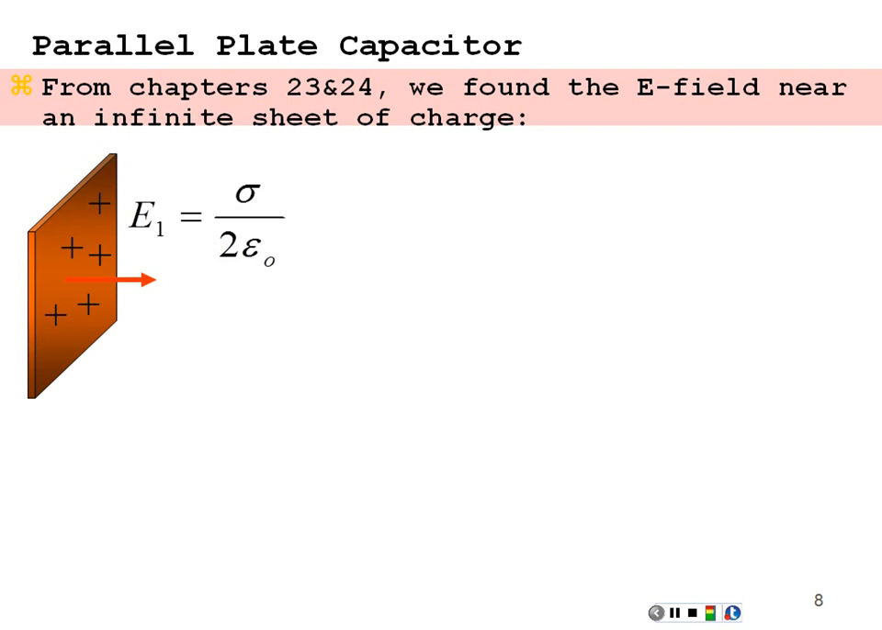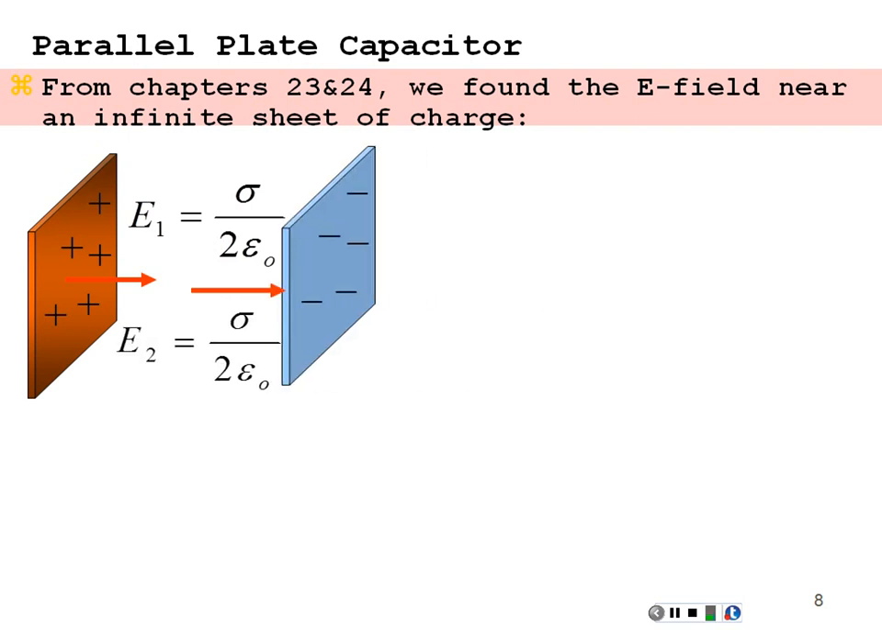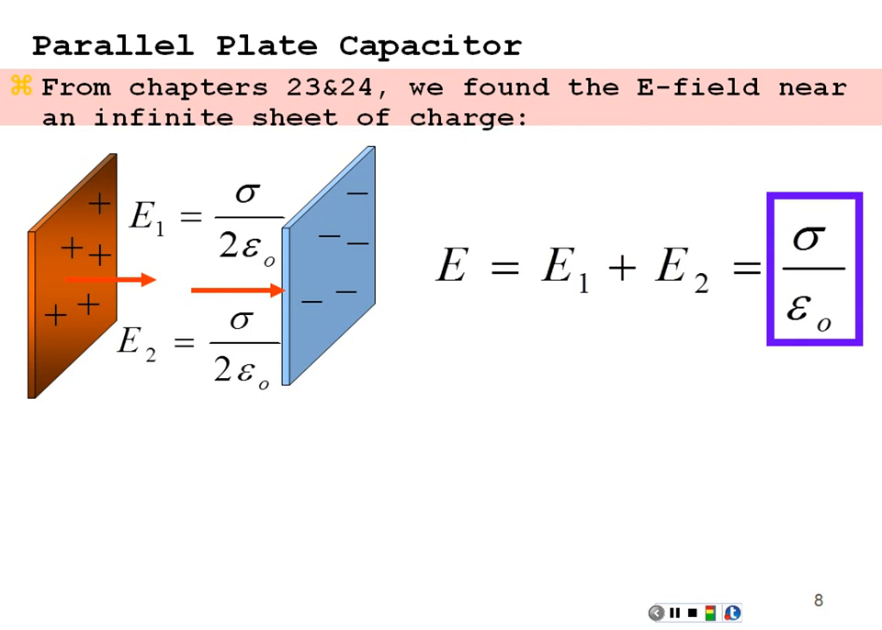If I had one positively charged and brought in a negative charged one as well, those two E fields would actually be in the same direction, because the positive one is emanating outward and the negative one has one going into it. So the two E fields will add, and hence we'll have a constant E field between those two plates equal to sigma over epsilon naught. Sigma is the surface charge density. It's the charge per area on either one of those plates.